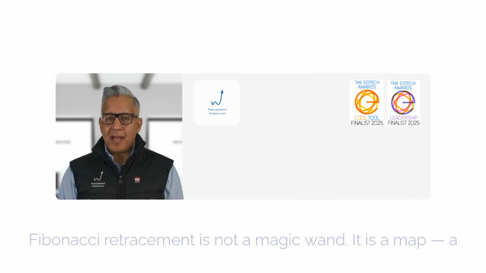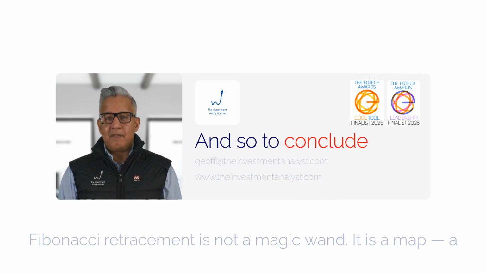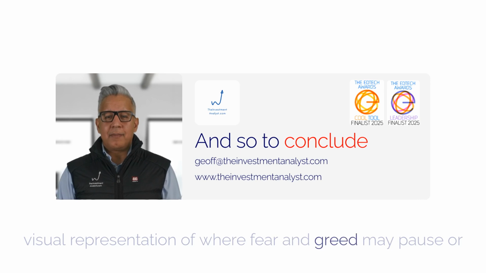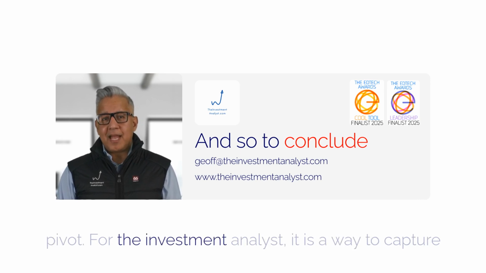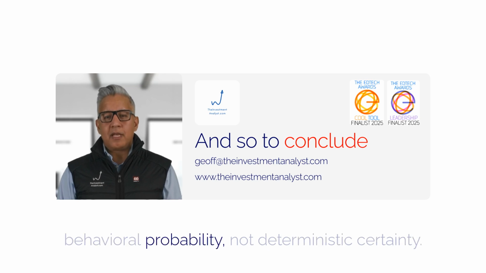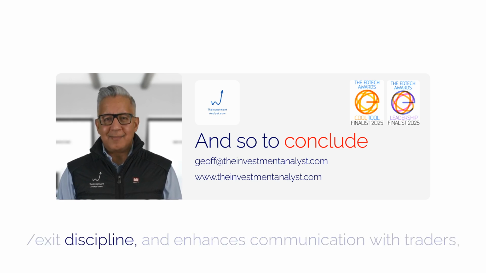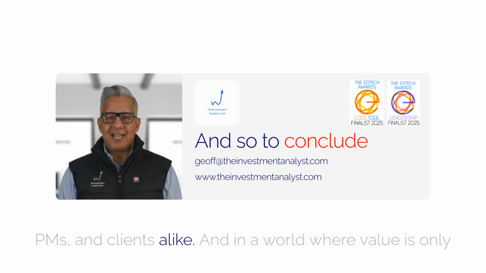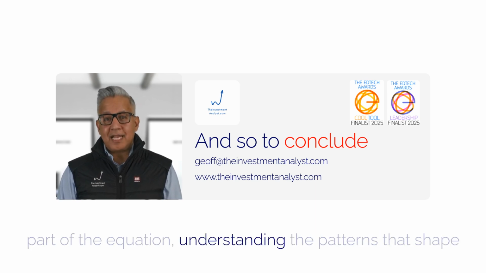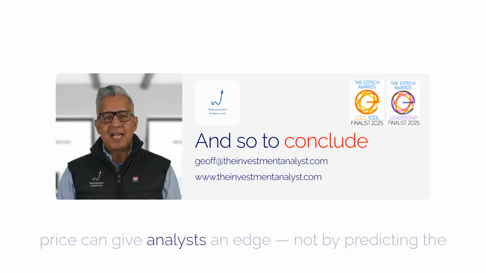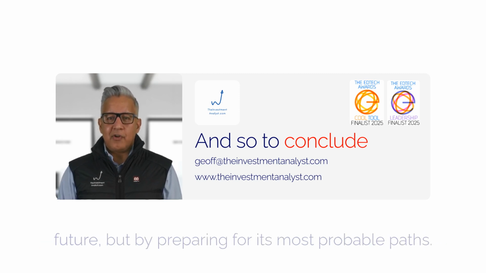Fibonacci retracement is not a magic wand. It is a map, a visual representation of where fear and greed may pause or pivot. For the investment analyst, it is a way to capture behavioral probability, not deterministic certainty. Used wisely, it fosters structured thinking, improves entry-exit discipline, and enhances communication with traders, PMs, and clients alike. And in a world where value is only part of the equation, understanding the patterns that shape price can give analysts an edge, not by predicting the future, but by preparing for its most probable paths.